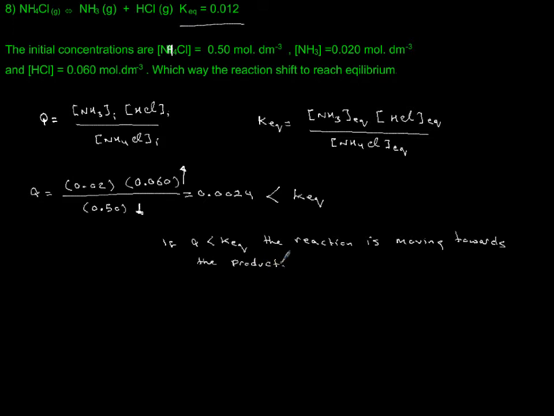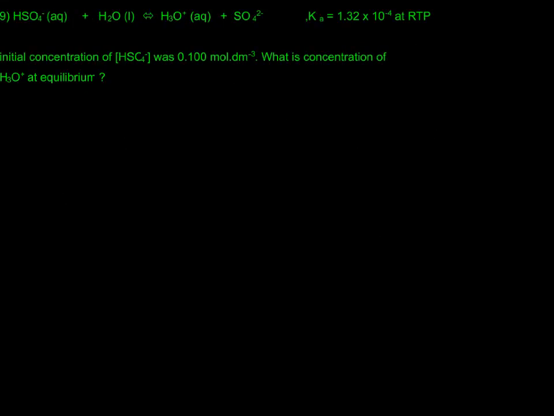which is the case. If Q was bigger than K equilibrium, then you are really going in the reverse direction. You're coming back to reactant. If it happens that Q and K are exactly the same, you are at equilibrium. So once initial concentrations are given and you're being challenged as to where you're going, calculate that ratio of Q compared to your K.